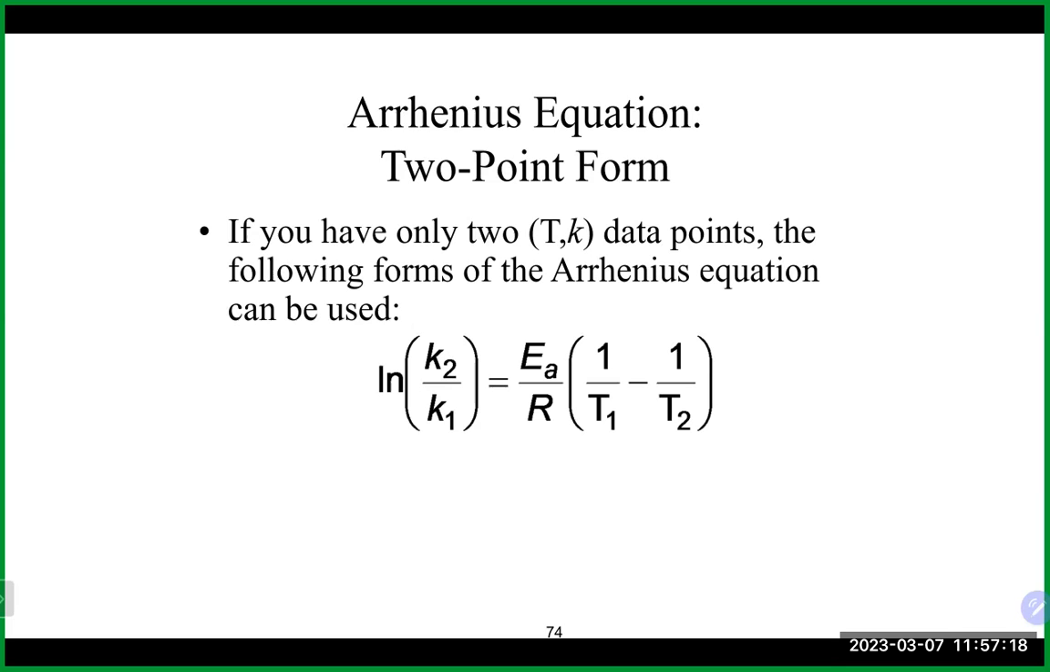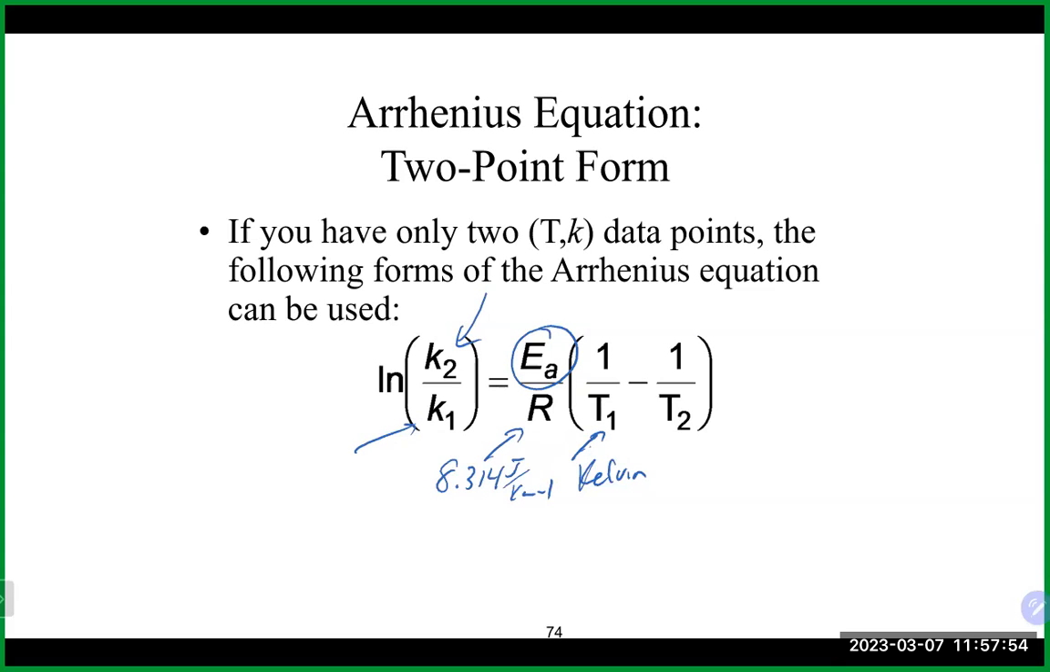So you could think of this as the non-graphical way to solve for activation energy, temperature, you could really solve for anything here, rate constant. And that is the natural log of k2 over k1 is equal to Ea over R, times 1 over the first temperature minus 1 over the second temperature. These temperatures do need to be again in Kelvin. R is our gas constant, which is 8.314 joules per Kelvin per mole. And Ea is our activation energy, and k is our rate constant at two different temperatures.